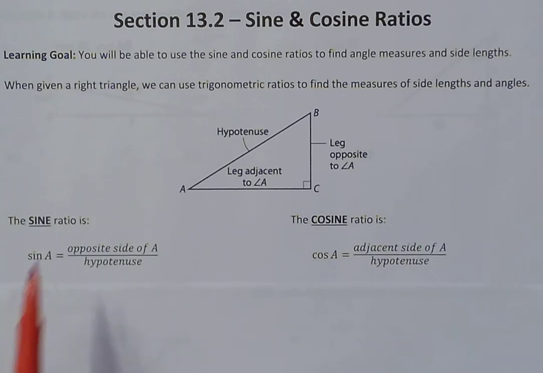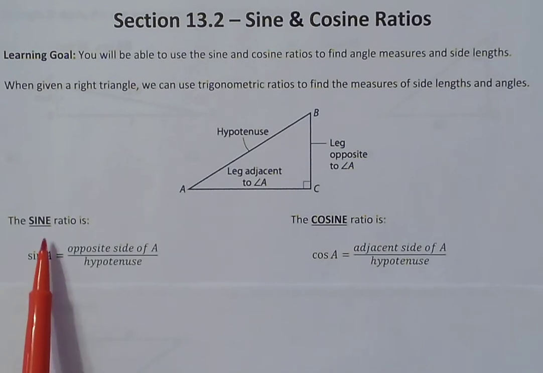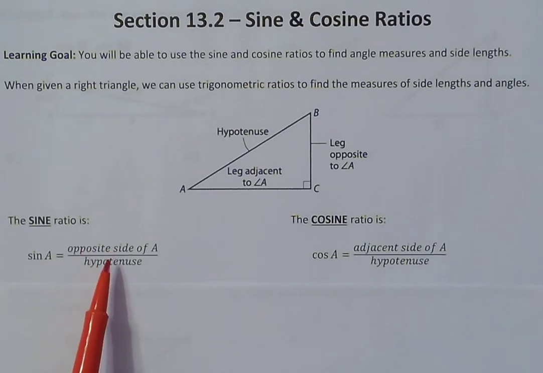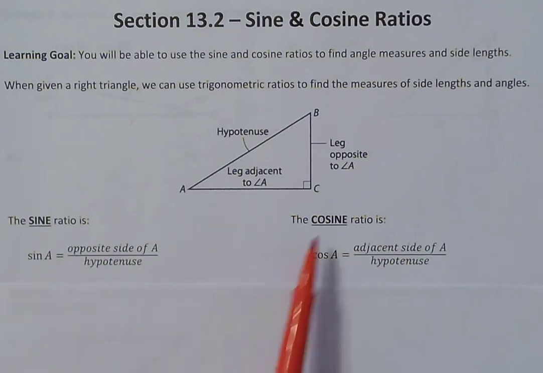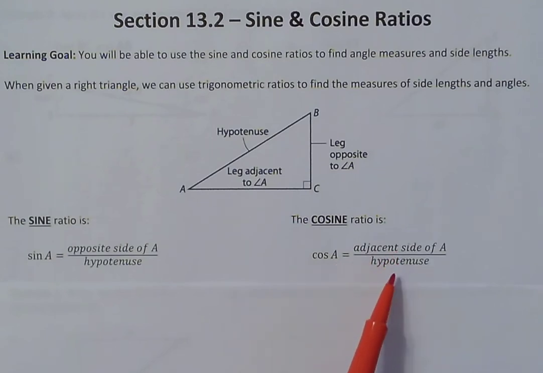So the sine ratio is going to be sin A, S-I-N, which is our abbreviated version of sine. So sine A is opposite over hypotenuse. So sine is opposite over hypotenuse. And then cosine of A is going to be adjacent over hypotenuse.